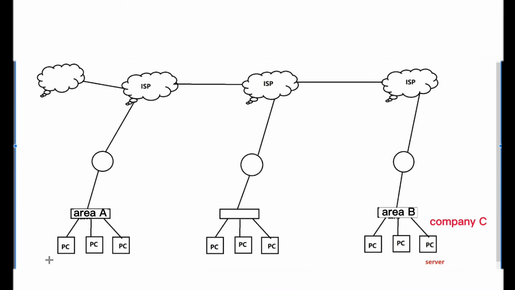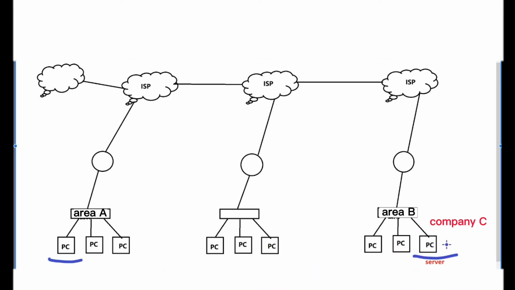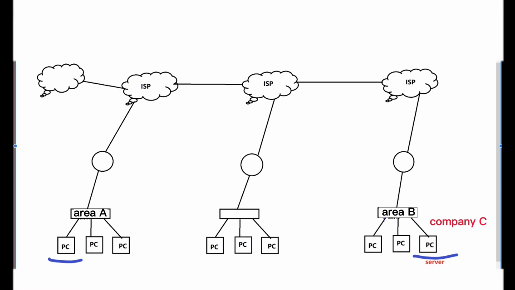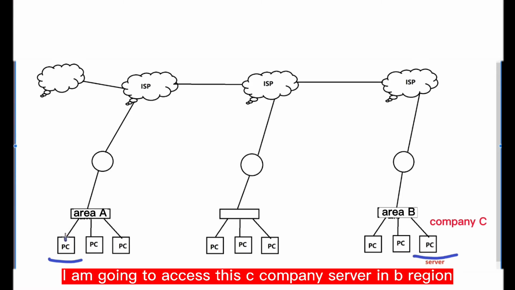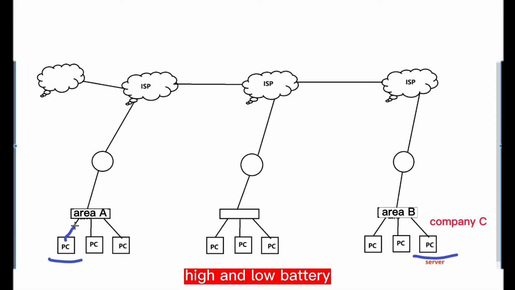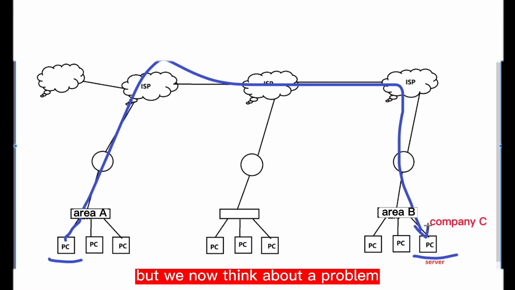Let me give a simple example. I am now this PC. I want to remotely access the server of company C. You see I'm in area A, and I am going to access this C company server in region B. I'm going to upload a piece of data now. I pass an electrical signal, high and low voltage, through the network and send it to this device. But let's think about a problem.